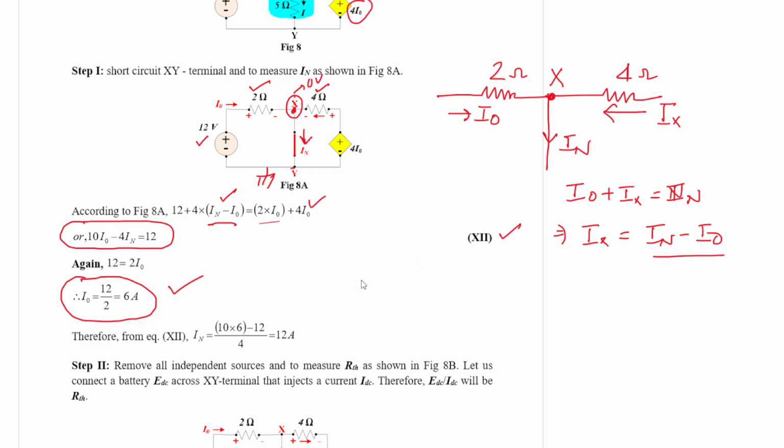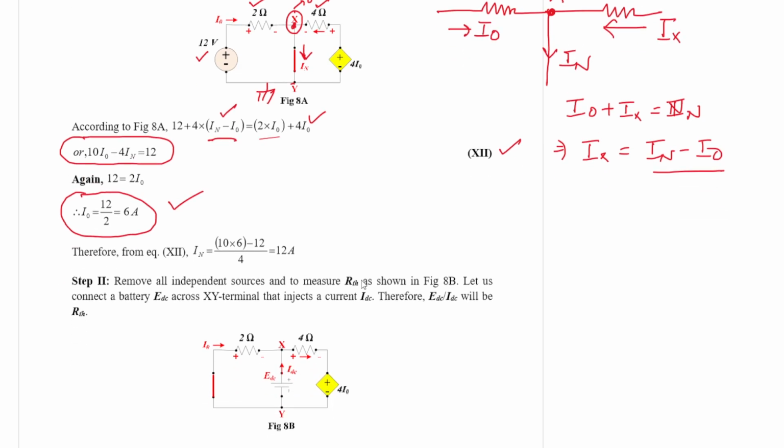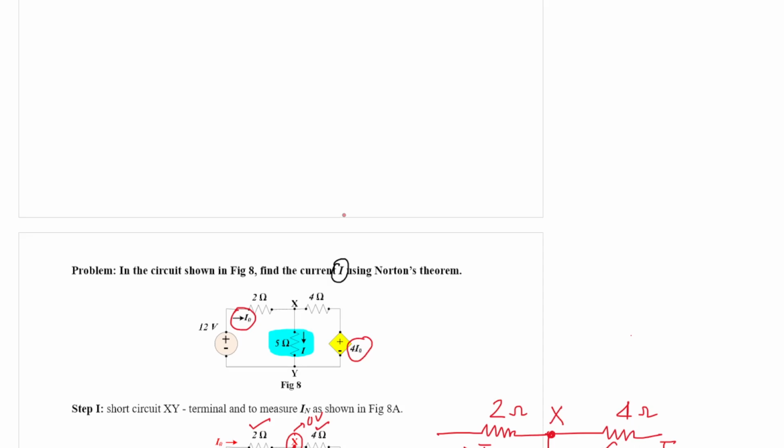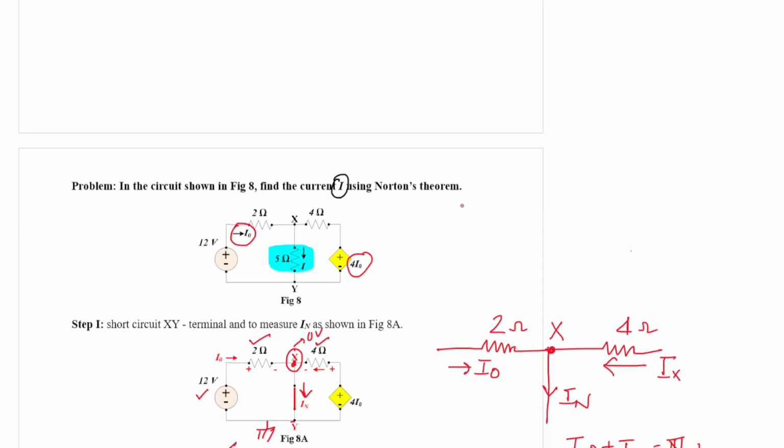So from equation 2, one can easily solve IN. I0 is equal to 6 ampere. If you substitute, then one can easily solve IN is equal to 60 minus 12, that is 48, 48 by 4, that is equal to 12 ampere. So IN we have evaluated as 12 ampere.